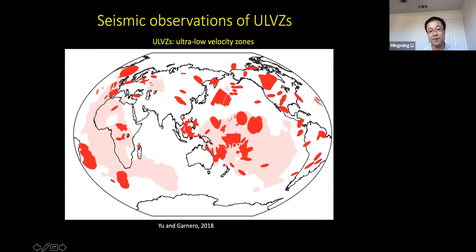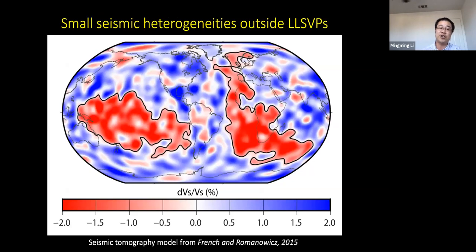So the LSVP has a seismic velocity reduction of a few percent, but the seismic velocity reduction of ULVZs is usually more than 10%, which is very big. And in addition to the LSVPs and ULVZs, people also found lots of small-scale seismic anomalies outside LSVPs, but these velocities are not as low as ULVZs. Like in this figure, again, I show two LSVPs here, and outside the LSVPs you can see lots of red patches, and these are also called seismic heterogeneities or low velocity structures outside the LSVPs.